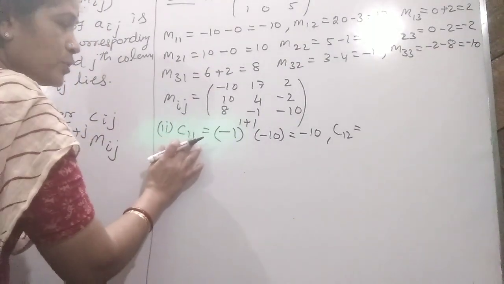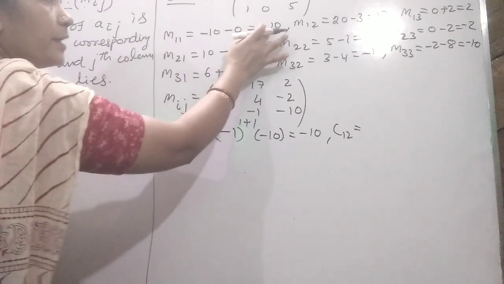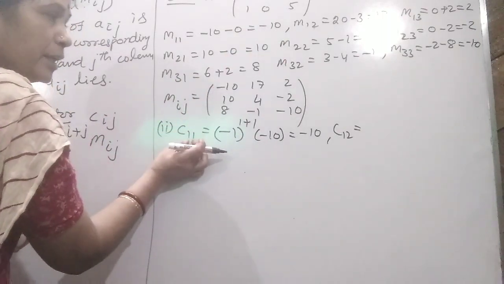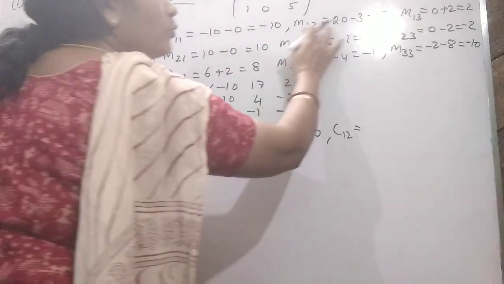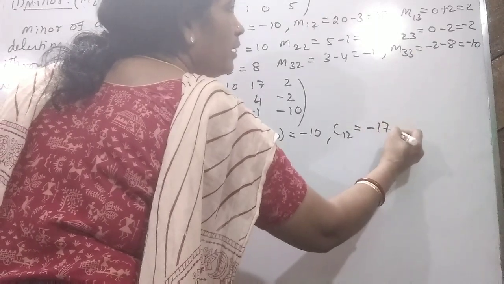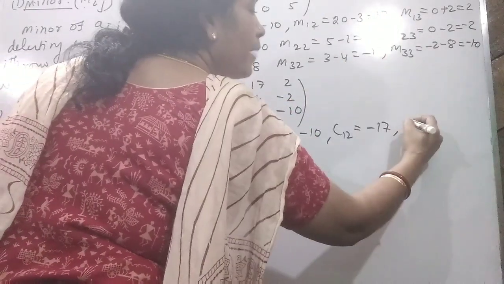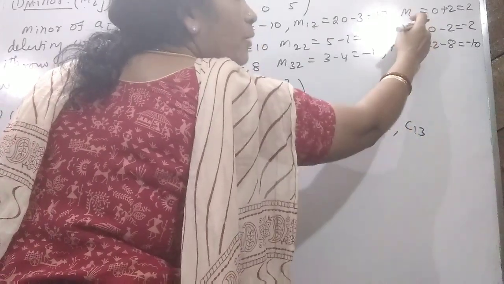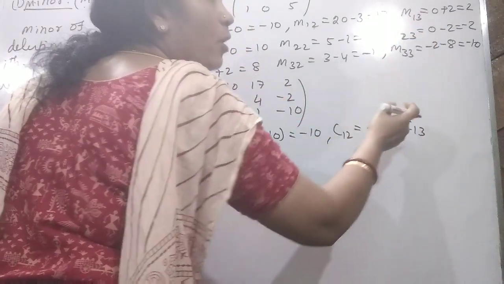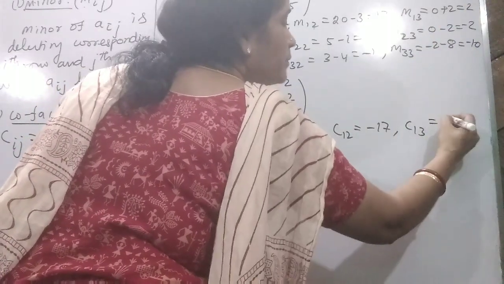Once again, 1 plus 1, 2, an even number, we will get the same sign. If you are adding these two, opposite sign. Now see, you will get opposite sign here because 1 plus 2 is an odd number, so opposite sign. This is M C13. This is 1 plus 3, 4, an even number, so we will get the same sign.